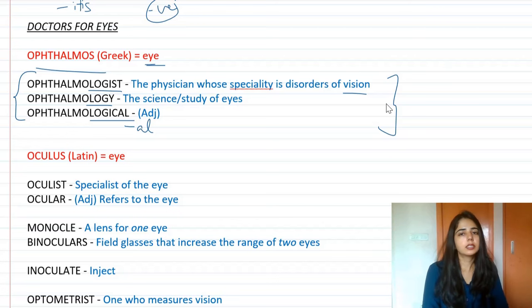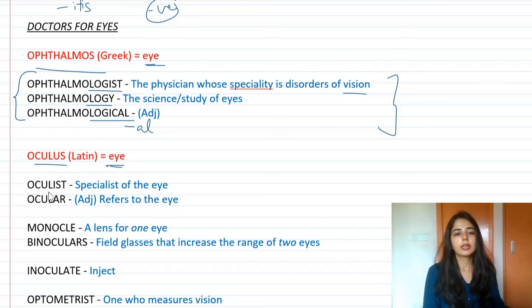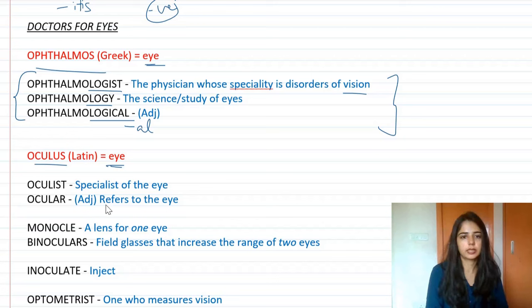Now this is the modern terminology. Earlier we also used to use this word oculist, which is not used anymore, but this also derives from oculus, which is a Latin word, and it means eye. So earlier we used to use this word oculist, specialist of the eye, and by adding ar it has become an adjective. Ocular, anything that refers to the eye.